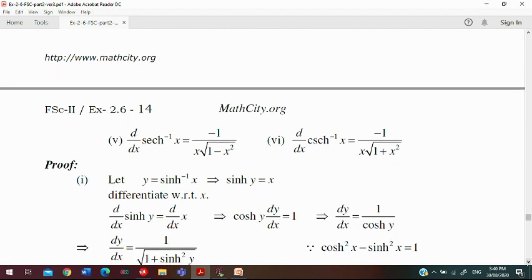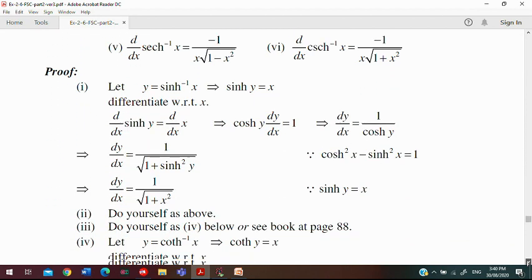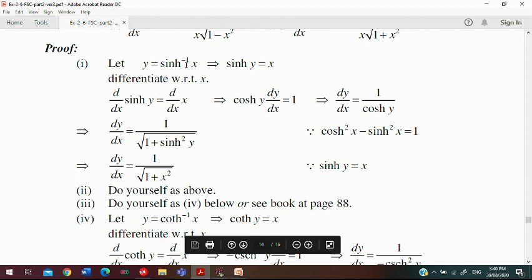Now the proof of these inverse hyperbolic functions. Here we have, let's say, y is equal to sine hyperbolic inverse of x. If we bring sine hyperbolic over here, we write sine hyperbolic of y is equal to x. And when we start differentiation, we have d by dx of sine hyperbolic of y is equal to d by dx of x. And we know that the derivative of sine hyperbolic of y is cos hyperbolic of y. Because the variables are different, we have to write here dy by dx is equal to 1. I will explain it over here.